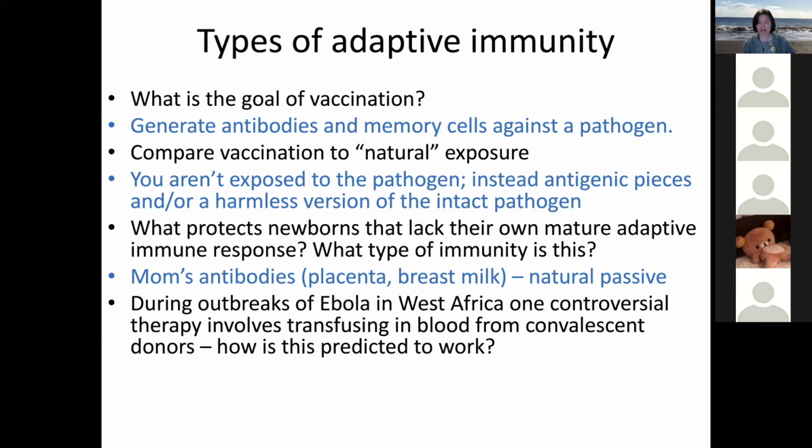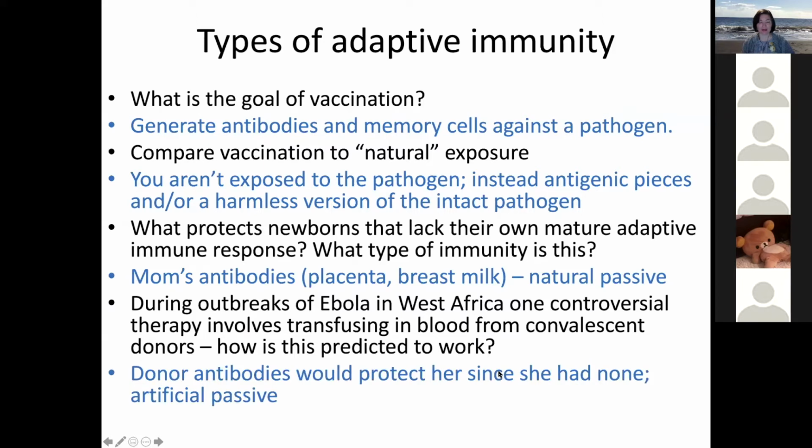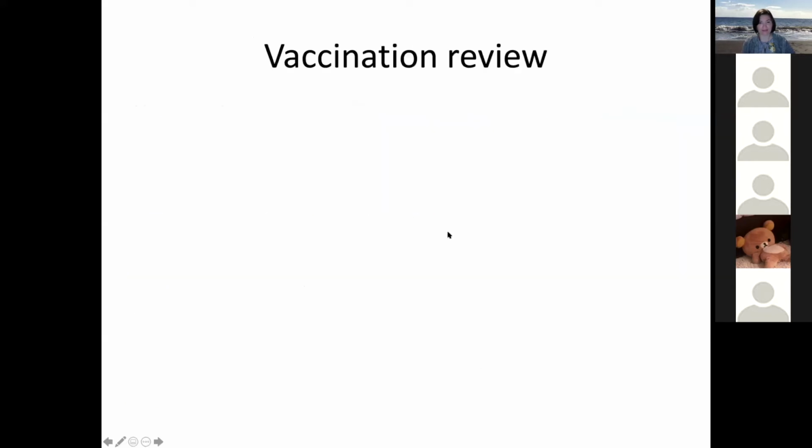Okay, in the chat, I'm seeing a lot of artificial passive, which is the right answer. Good. So artificial, because it's an intervention. Passive, because she's getting antibodies from the convalescent donors, right? And that, of course, is the goal: to give antibodies, even though she doesn't have time to make her own to save her own life, give those antibodies to her passively from somebody else.